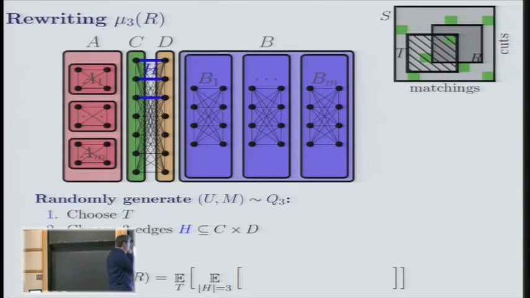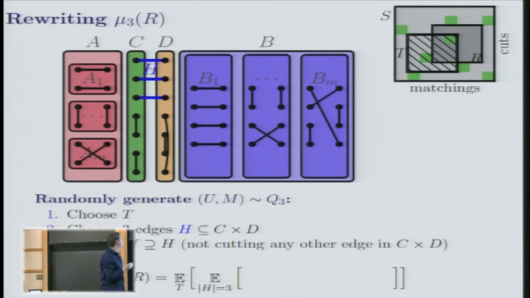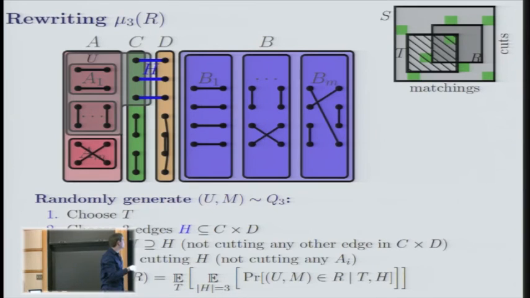Well, let's just fix those 3 edges so that they're running between C and D, because we know that all the intersection can only go on there. And then we just pick a matching containing these 3 edges, and then we take a cut which cuts precisely these 3 edges. And then we can be sure that we have a pair U, M, and they intersect precisely in those 3 edges.